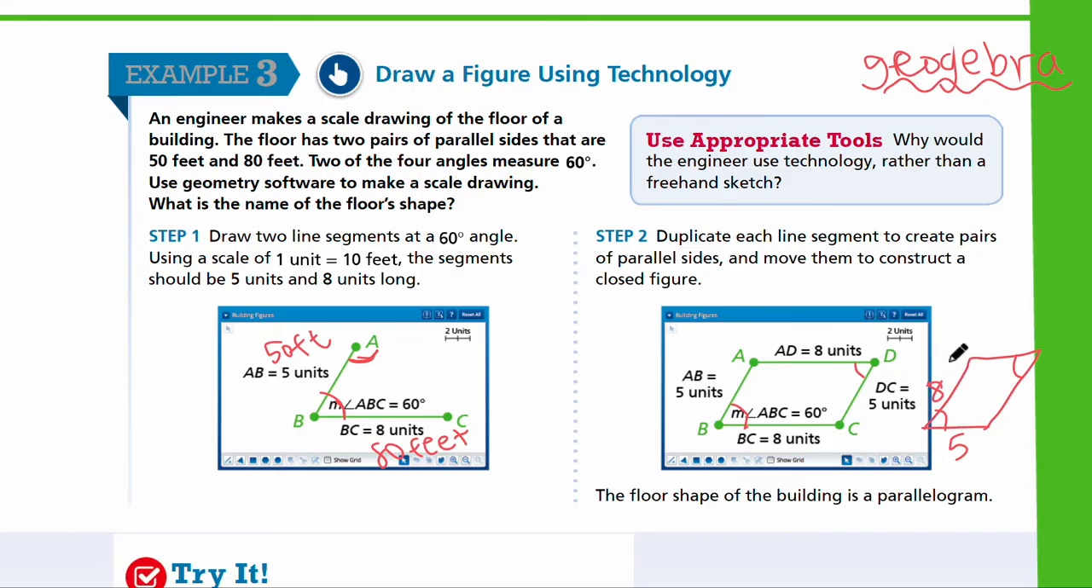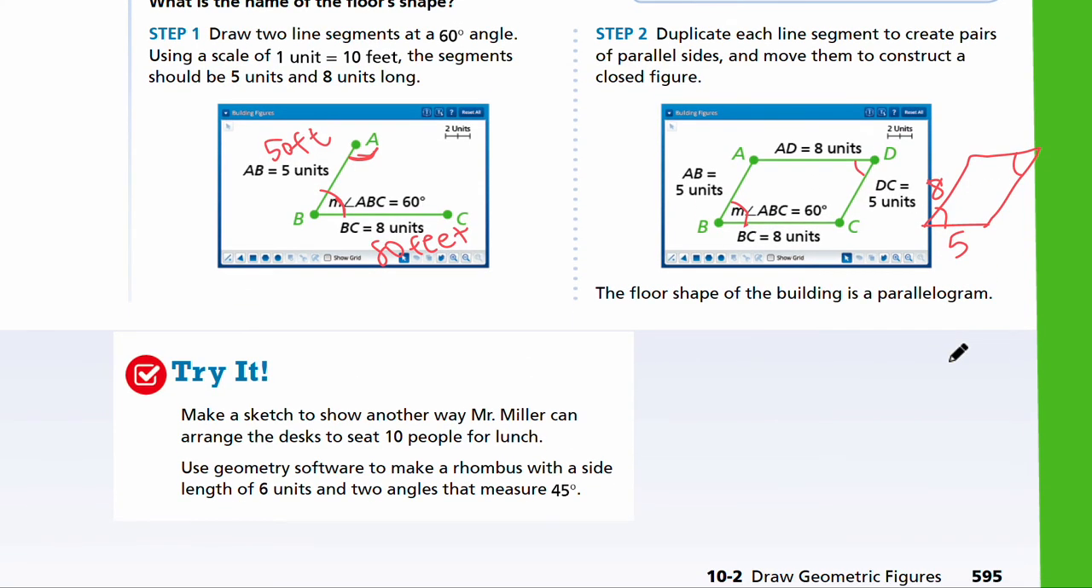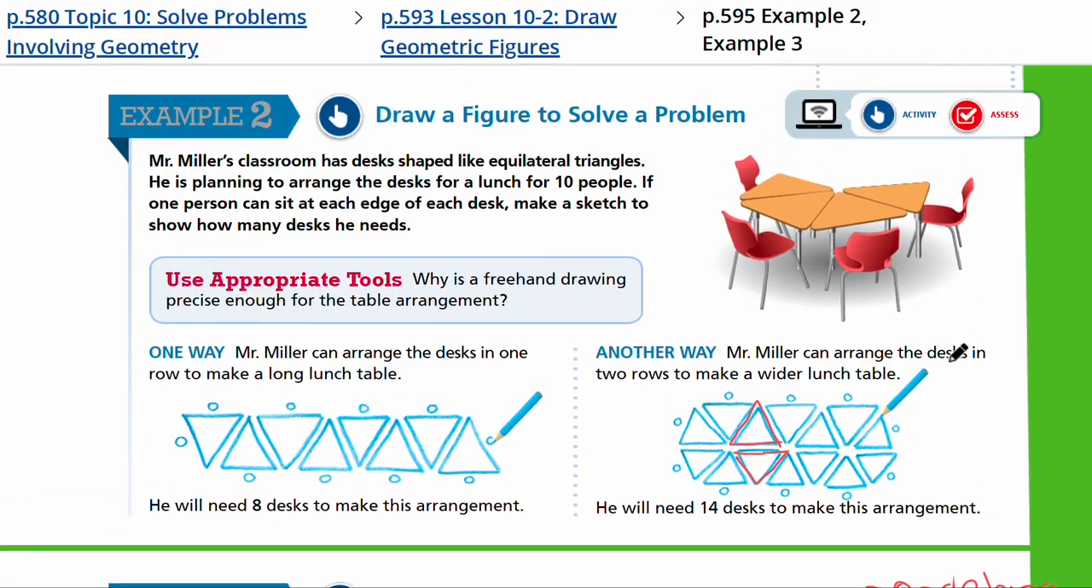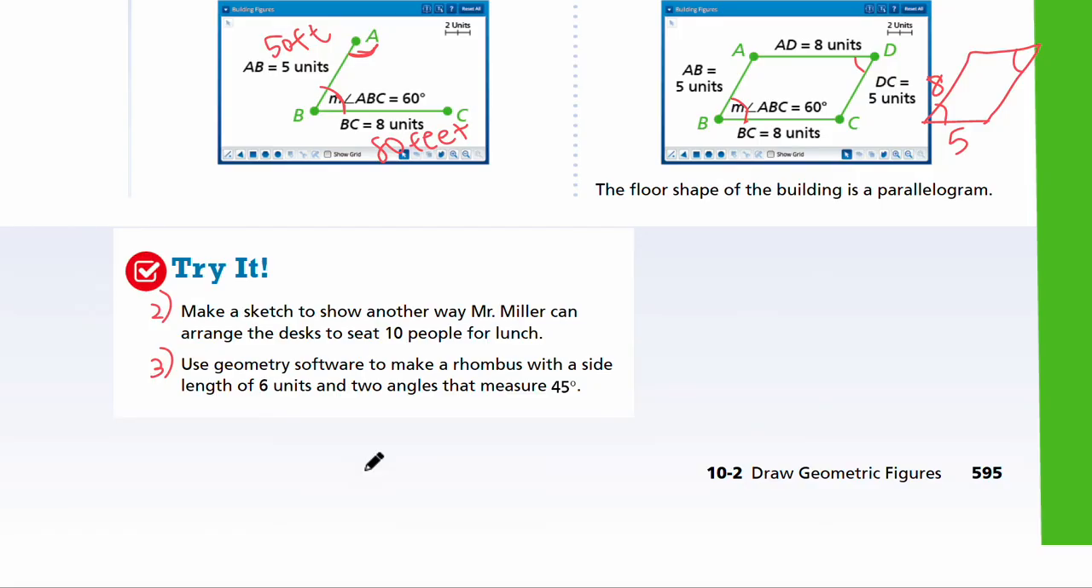Okay? So, make a sketch to show another way Mr. Miller can arrange this to seat 10 people for lunch, from example 2. And example 3: use geometry software to make a rhombus with a side length of 6 units and 2 angles that measure 45 degrees. So this is the first one, this is the second one. Wait, this is from example 2, this is from example 3. So pause the video, see if you can just draw. You don't have to use the software, but if you could draw it here, that would be great. Pause the video, come back when you're ready for answers.